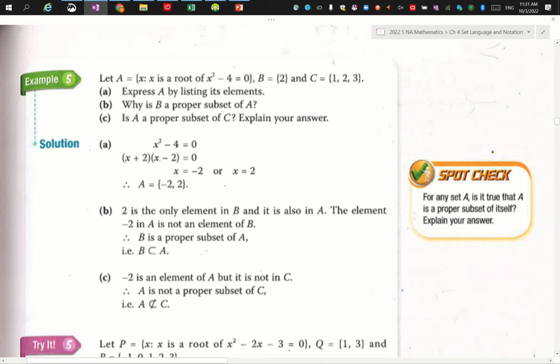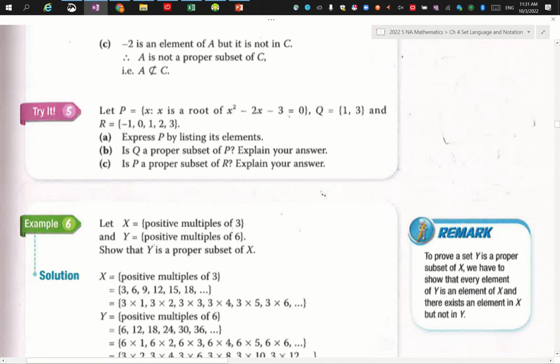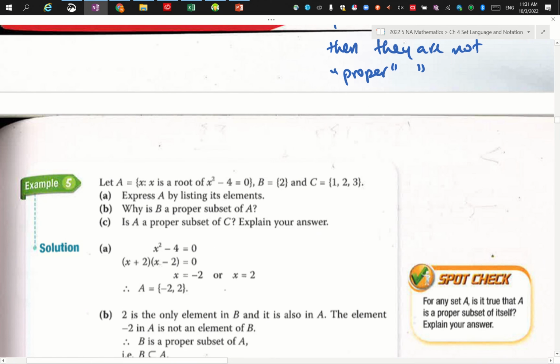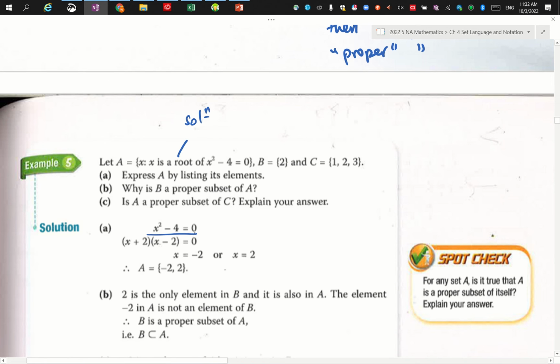Okay, example: express A by listing elements. A is a root. Root just means solution. A is a solution of x squared minus 4 equal to 0. We can solve that. X squared minus 4 equal to 0, we get x equals negative 2 and 2, meaning there are only two elements inside set A. They are negative 2 and 2. This format is called listing.